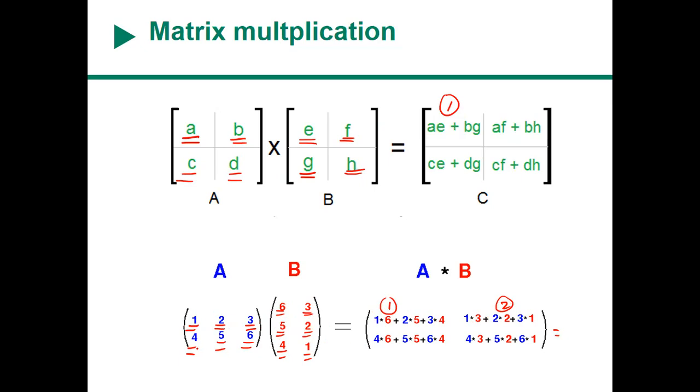Now I'm going to do this one. I'm going to repeat row, column, row, column. So we have 4 times 6 plus 5 times 5 plus 6 times 4. That makes my third element. Now I'm going to do my fourth and final row times the last column. 4 times 3 plus 5 times 2 plus 6 times 1. And that's going to make my 4.